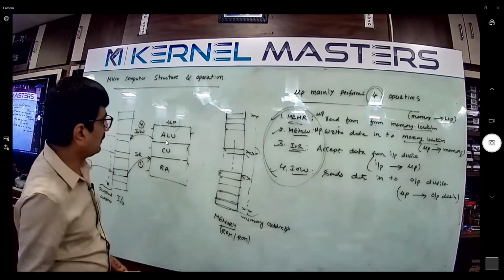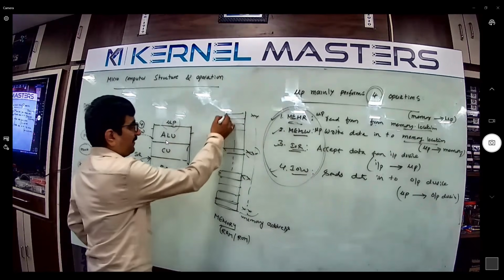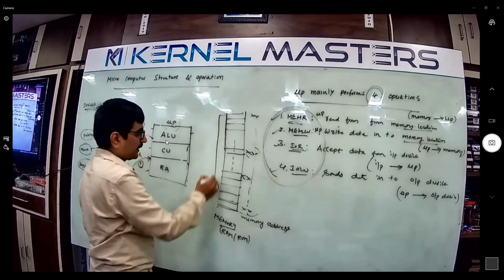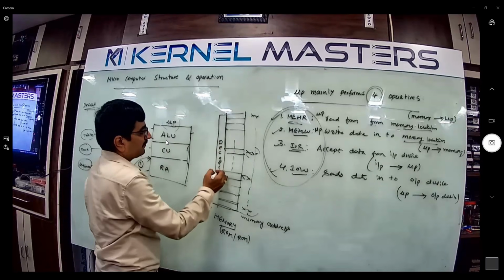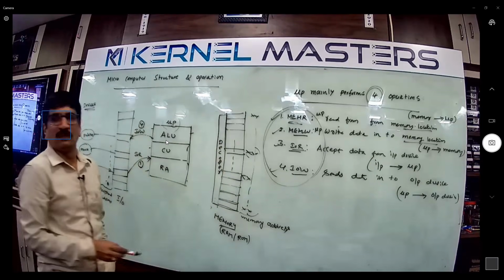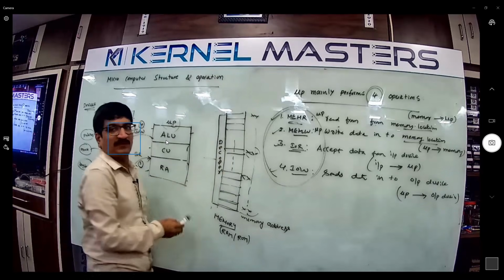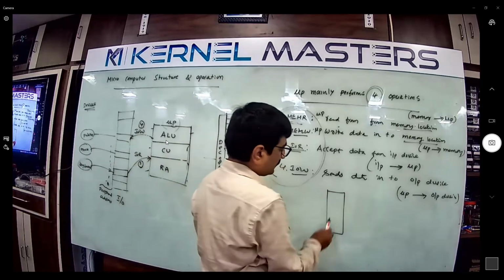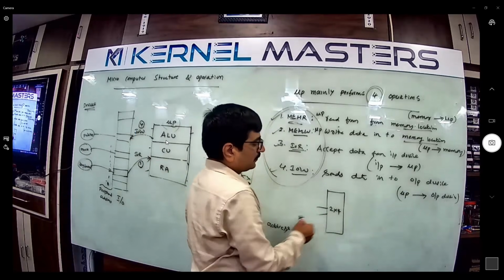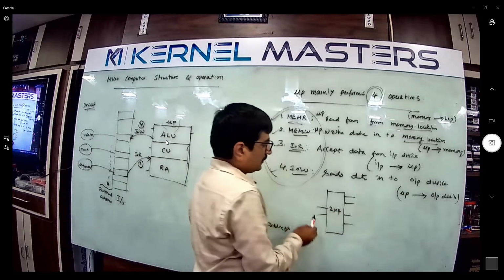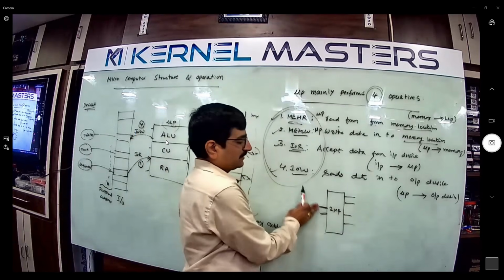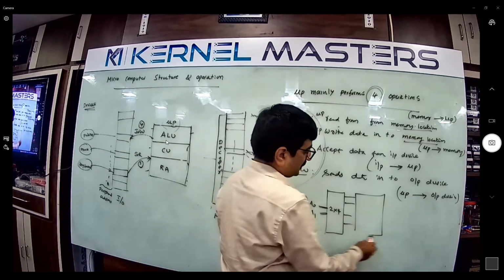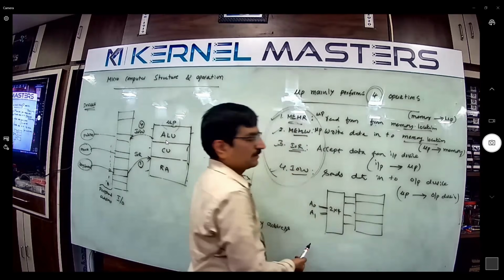If you observe any kind of memory, every memory internally contains a decoder. The decoder input is the address lines. For example, a 2x4 decoder: how many inputs are there? 2. How many outputs? 4. The 2 inputs are address lines only, with symbols A0 and A1. The output is the memory. So how many memory locations are there? 4. This memory depth is only 4.